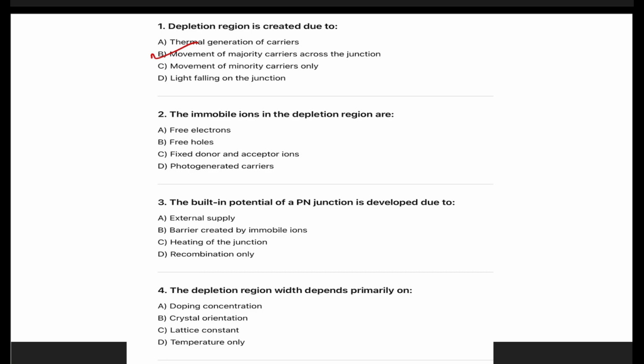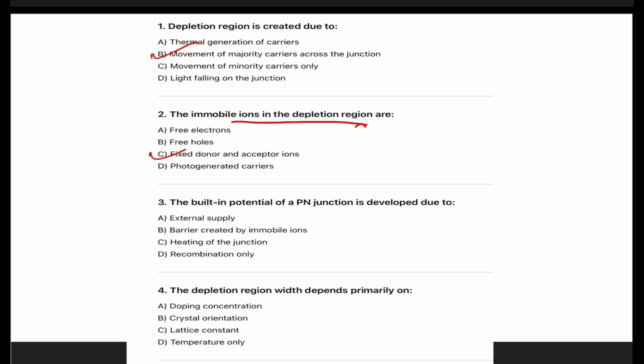Next question. The immobile ions in the depletion region are option A, free electrons, option B, free holes, option C, fixed donor and acceptor ions, option D, photo-generated carriers. We had seen that in the depletion region, there are fixed donor and acceptor ions. When the electrons and holes leave their positions, the ionized donor and acceptor ions will be remaining there, forming the immobile ions.